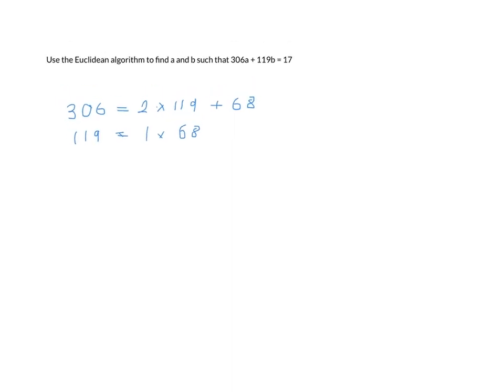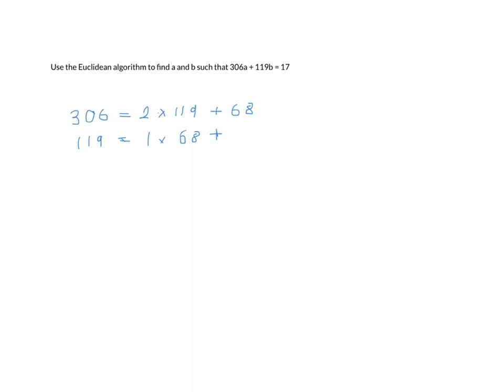So we begin with, obviously, the biggest number on the left-hand side. So we've got 306, 2 lots of 119, and if you use your calculator you'll end up with 68 there. Remember, we shunt them all along, we end up with 119 as a multiple of 68 plus the 51.